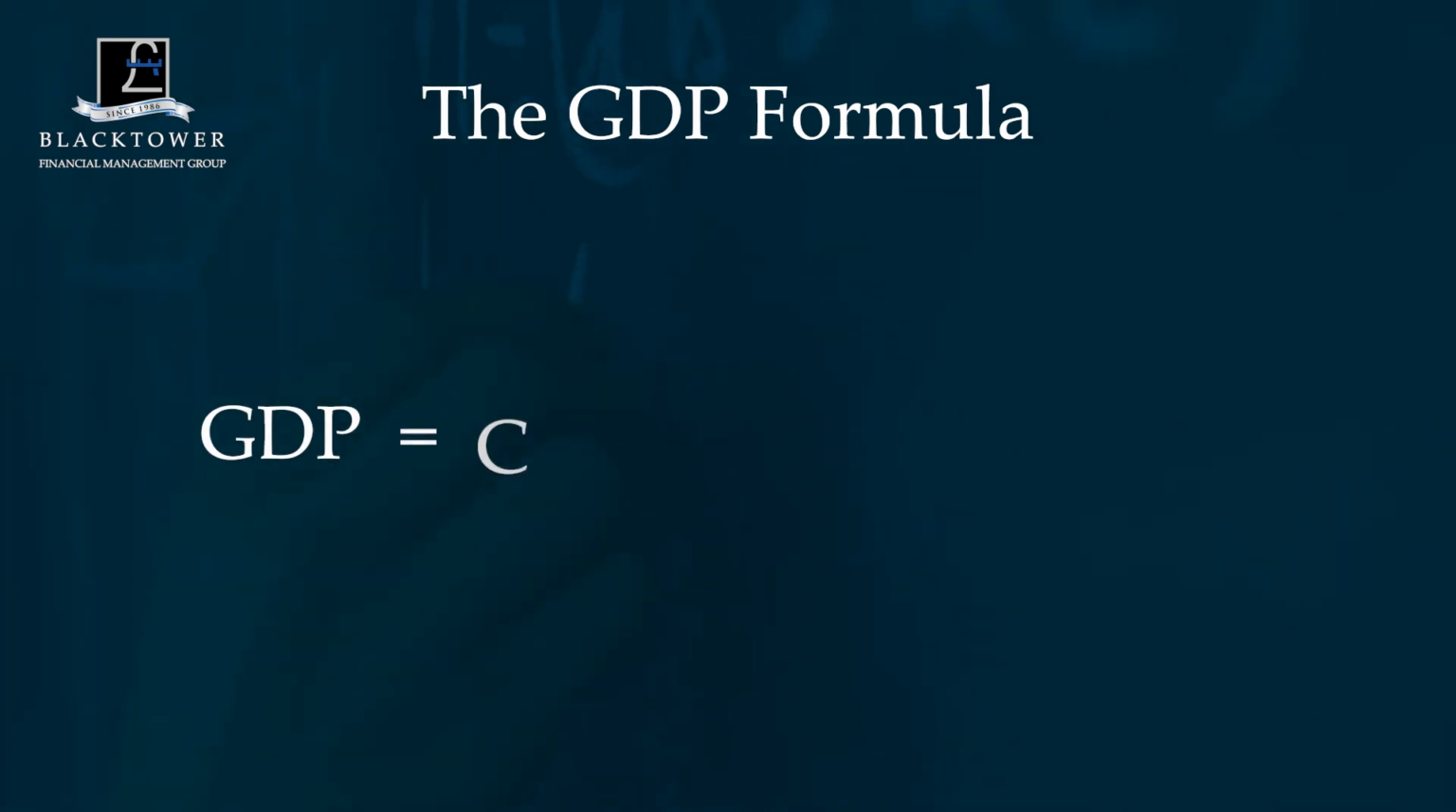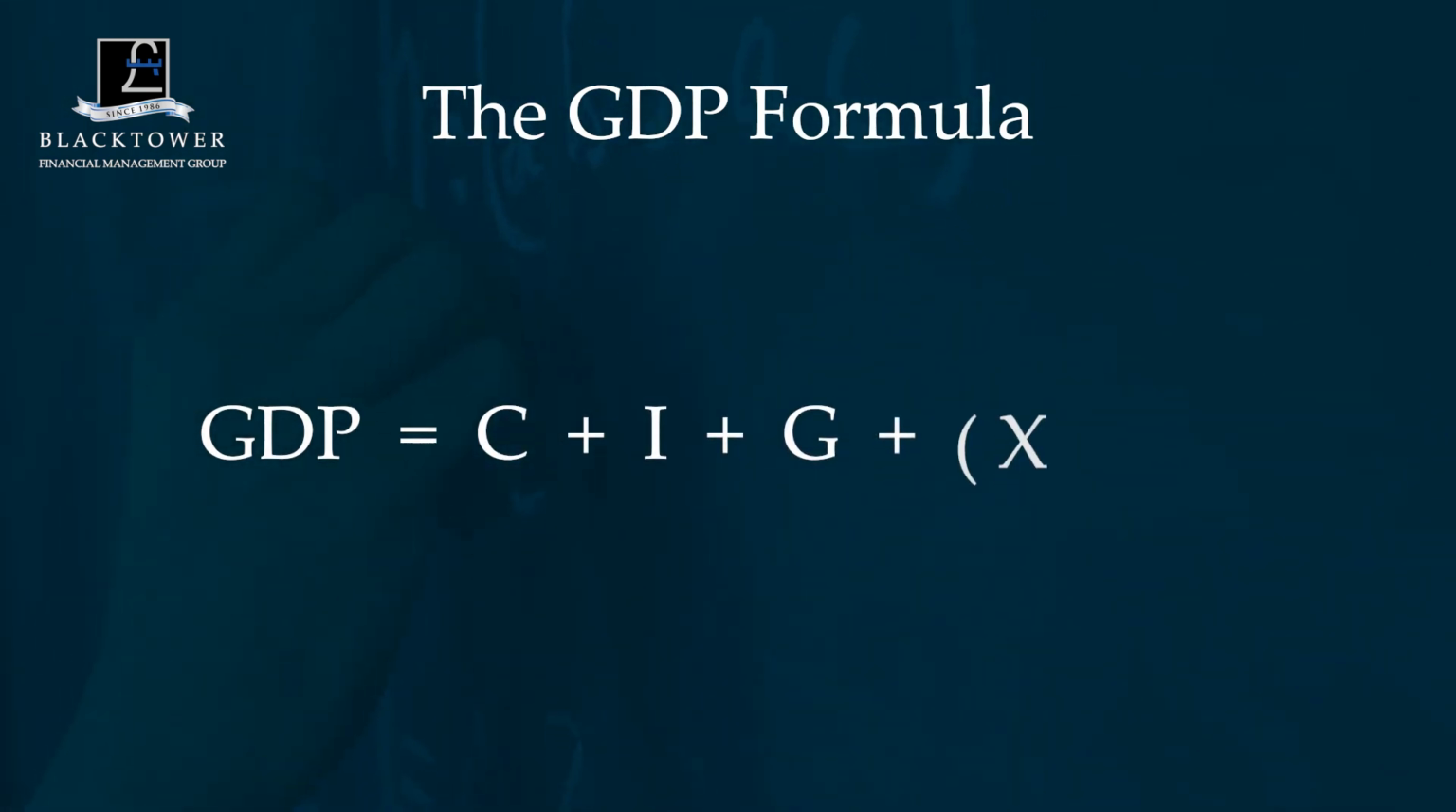So what is GDP? GDP stands for gross domestic product, and it's essentially a way to measure the economic performance of a country. And the formula for GDP is pretty straightforward. GDP equals C plus I plus G plus X minus M.